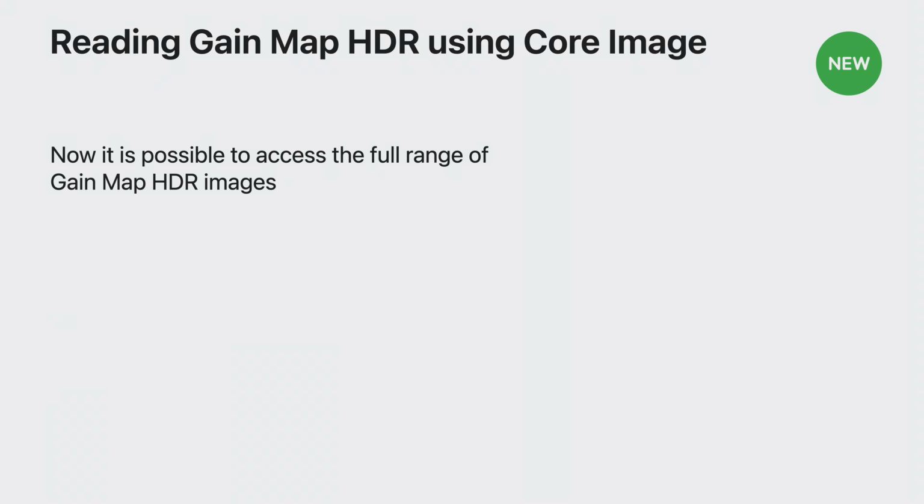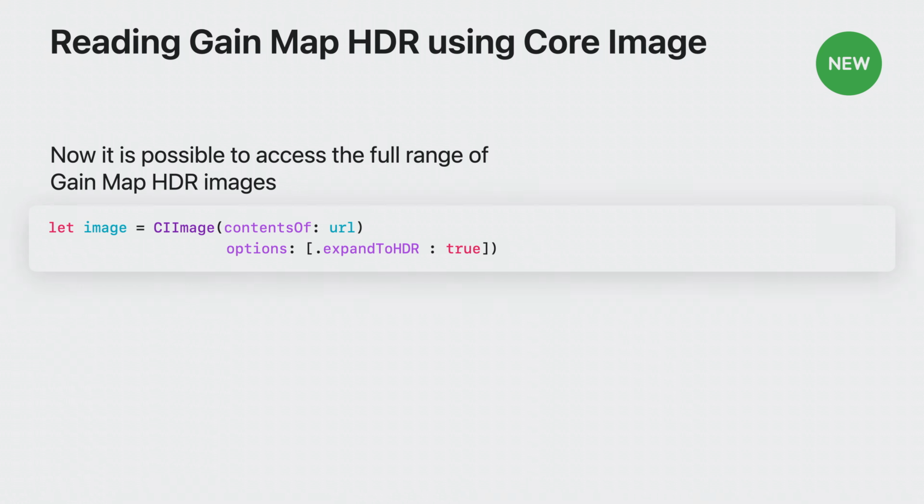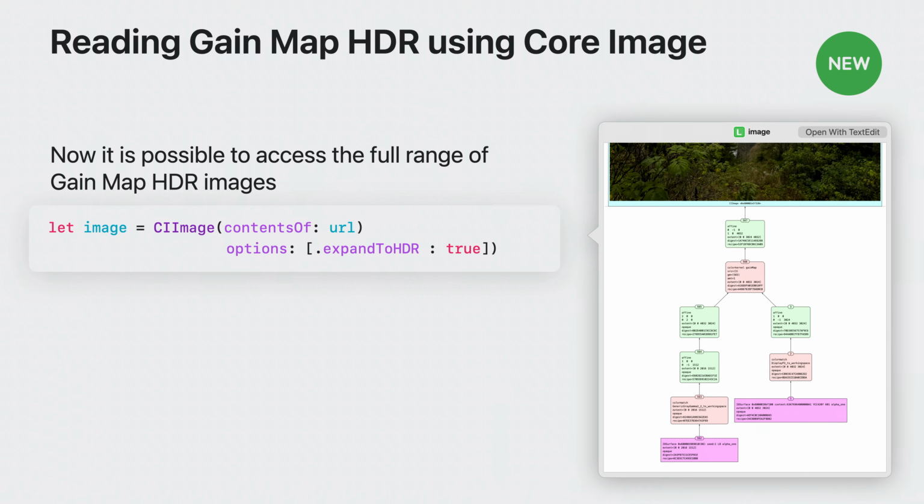Traditionally, GainMap HDR images would display the full dynamic range in the Photos app, but only the SDR representation was available to APIs such as CoreImage and ImageIO. I'm really excited to describe new API that will allow your application to access the full range of GainMap HDR images. This API is super simple to use. Just provide the expand HDR option when initializing the CIImage. In this case, the returned CIImage object will contain a recipe that combines the primary image with the GainMap to produce an HDR image.